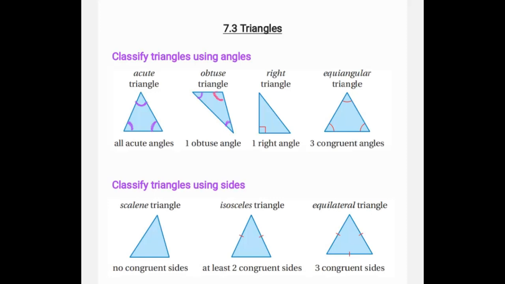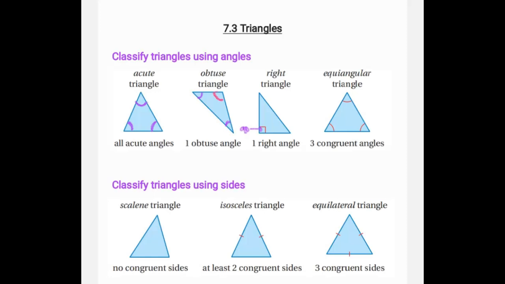Now the third triangle, similar to the obtuse triangle, has one angle that is a right angle, and as we know from previously, the little square right there tells us that it is a 90 degrees angle. Because one angle is 90 degrees, this whole triangle is called a right triangle.